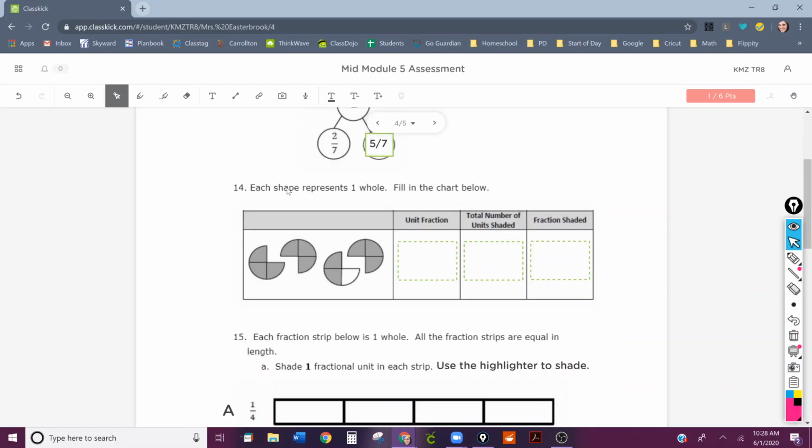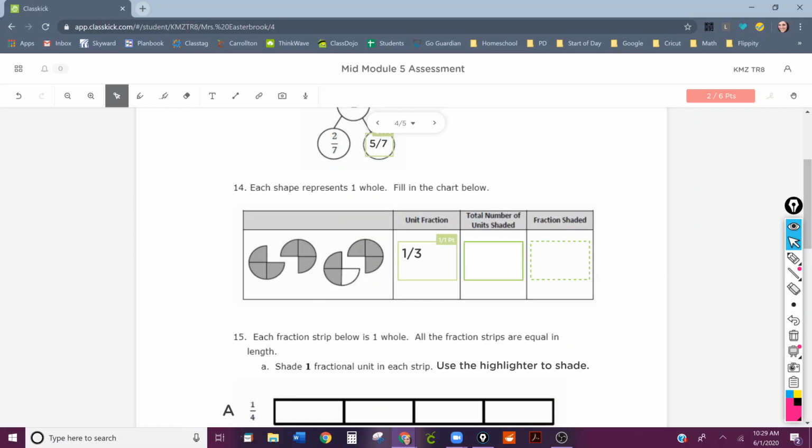Number 14, each shape represents 1 whole. Fill in the chart below. So this is where some people got stuck. It says each shape represents 1 whole. So this is not 1 whole, just one of these pieces is 1 whole. So the unit fraction would be 1/3. Because you're looking at how many would 1 piece be worth? Well, 1 piece would be worth 1 out of 3 pieces altogether.